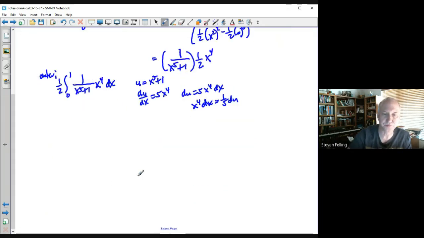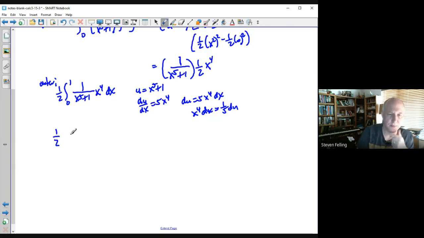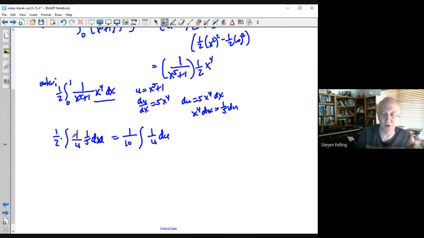So I'm going to be able to substitute every little bit of this, right? Continuing this, we've got 1/2, and then the integral of this is 1 over u. And then this whole x to the 4th dx is 1/5 du. So I'm going to bring that outside to join that. It's 1/10 integral of 1 over u du. But I need the new limits of integration. So if x is 0, then u would be 1. And if x is 1, then u will be 2. So now I'm evaluating this integral. The antiderivative of 1 over u is the natural log of the absolute value of u, evaluated from 1 to 2.